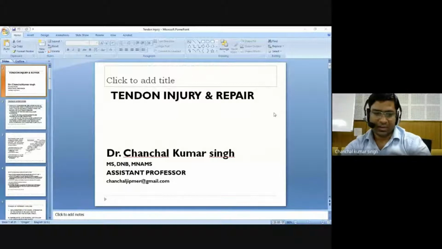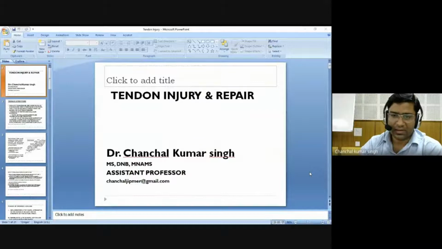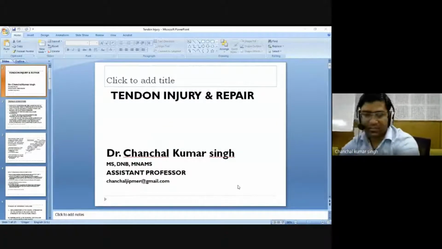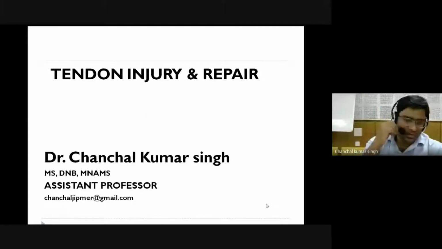Actually, the topic for today is kind of a split thing. It's an introductory topic because the initial part for today was principles of tendon injury and repair, and hand injury is a separate topic which is to be taken later. Basically, the whole chunk of tendon injury is in the hand. All the tendon injuries we usually deal with in hand surgery. So this was just an introduction.